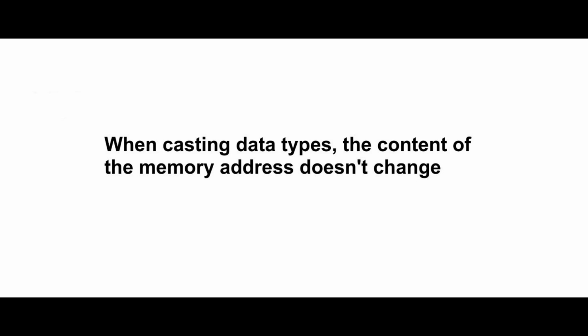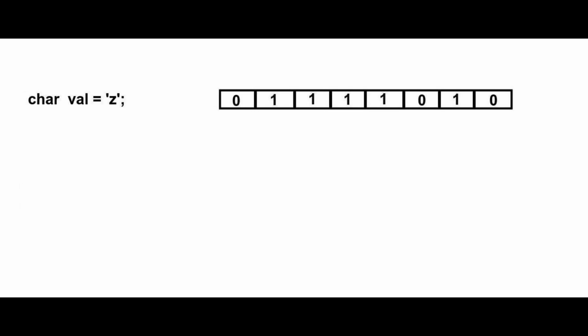So let's say you declared a char, and we're going to name it val, and set it equal to z, the character z, because of the single quotes. Well, what you're going to end up with is this single byte somewhere in memory with these values here, 01111010.